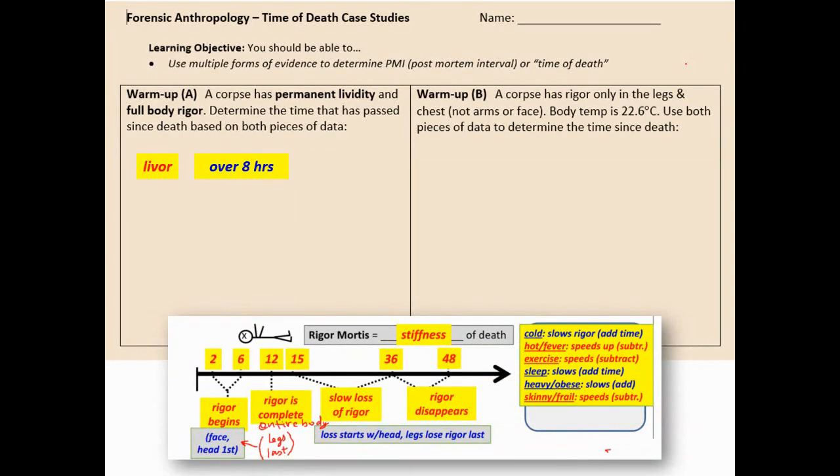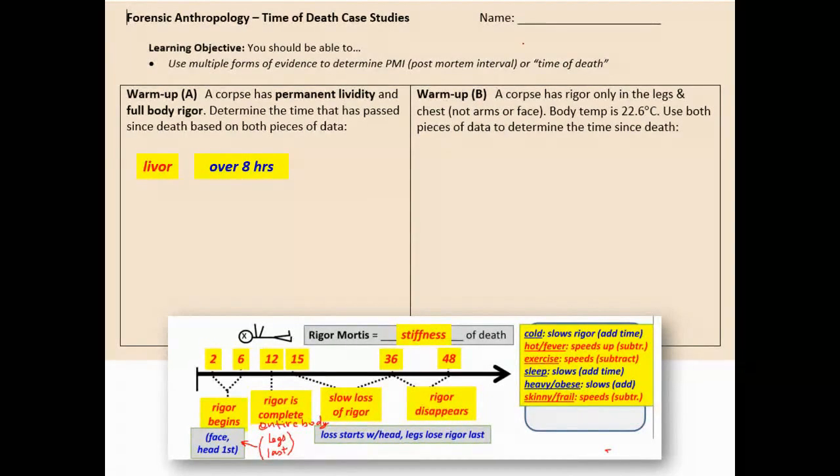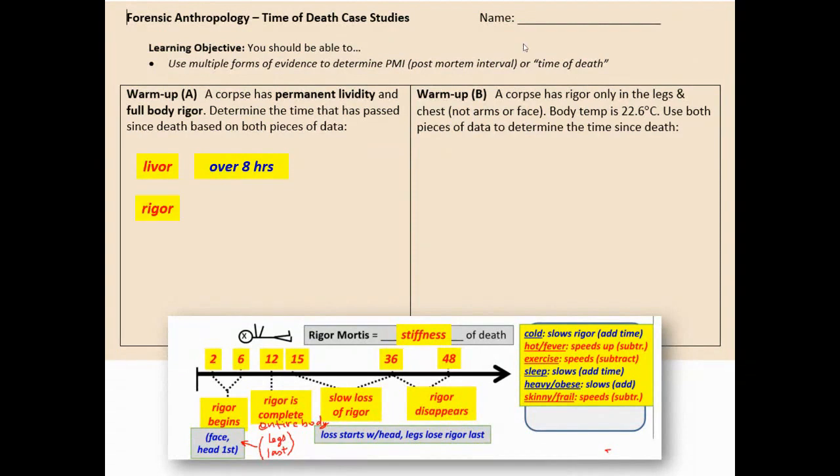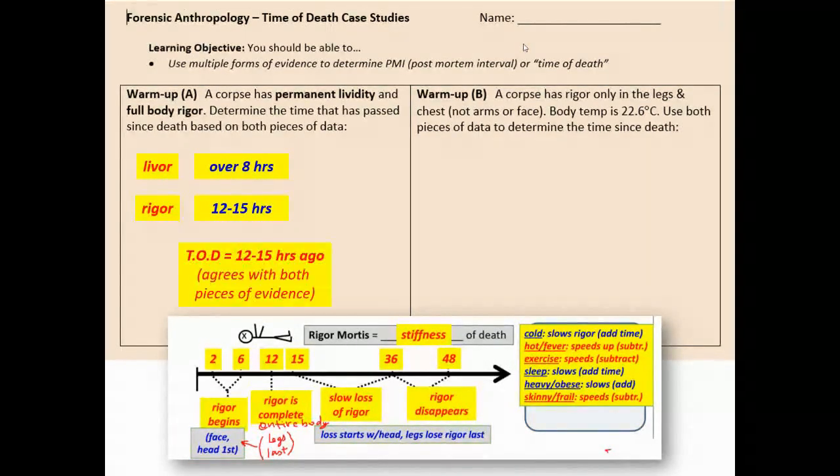And then as far as the rigor information, okay, it's got full body rigor. Rigor is complete in the entire body. That only happens at the 12-hour mark. And from about 12 to 15 hours, you've got full body rigor. After that, it starts to fade. So based on the two pieces of evidence, we can say, okay, it's been over 8 hours. It's 12 to 15 hours. Those are in agreement. So the best estimate of the time of death is 12 to 15 hours ago. 12 to 15 hours has passed.